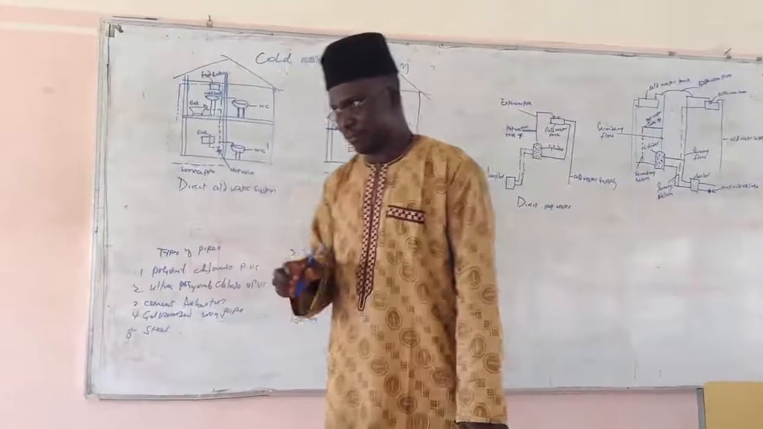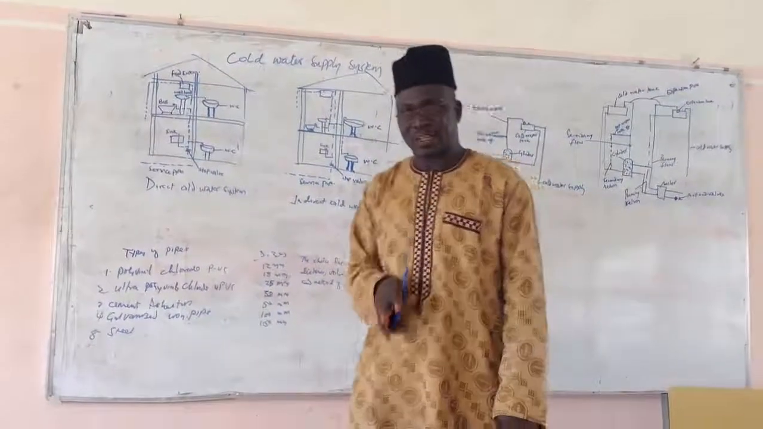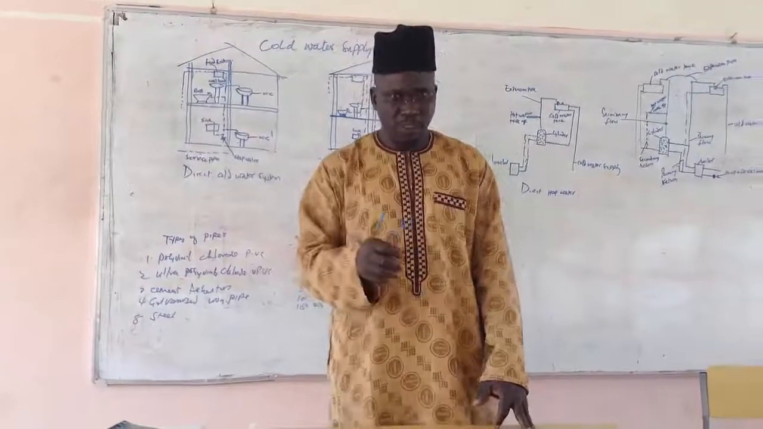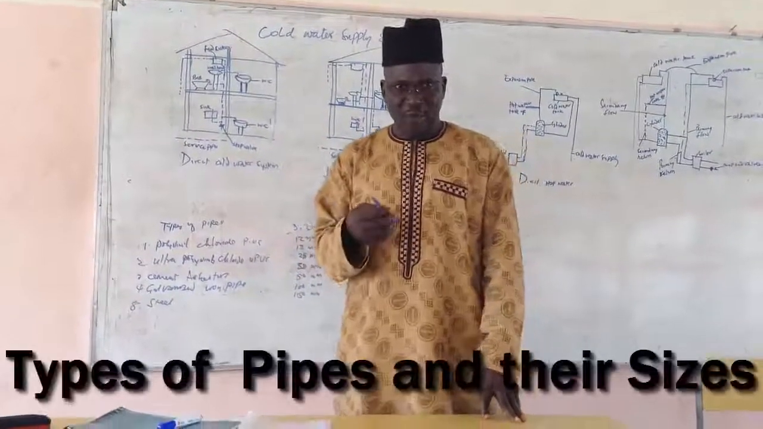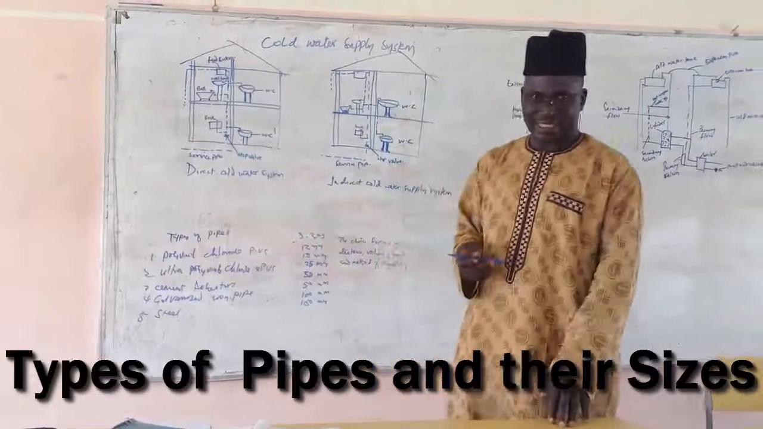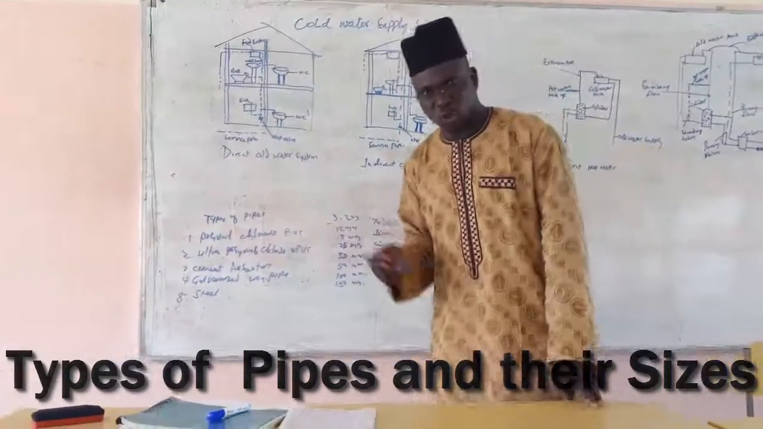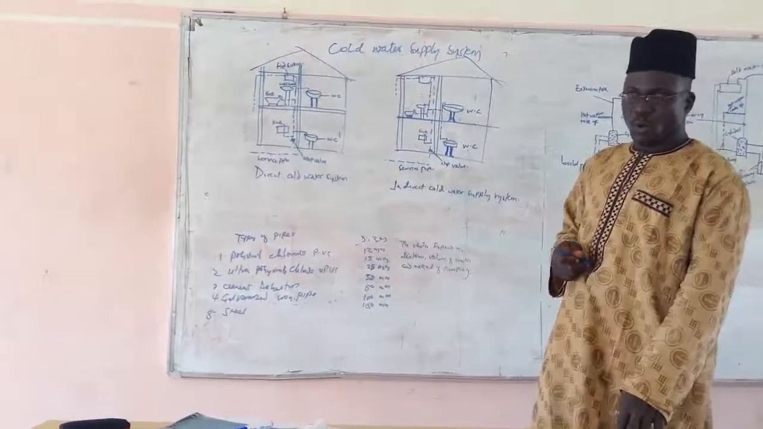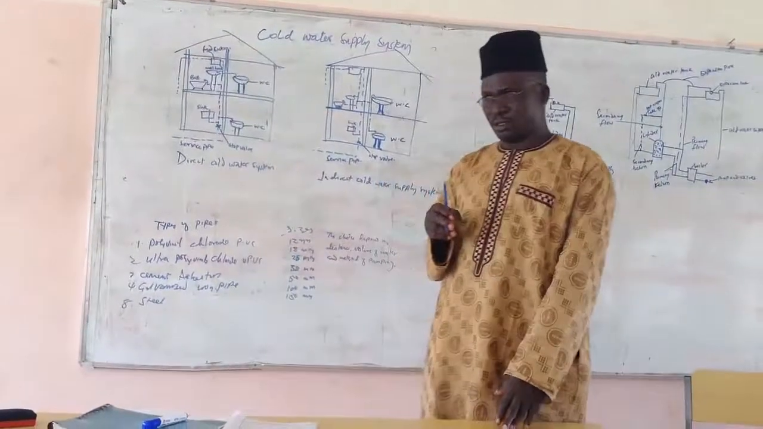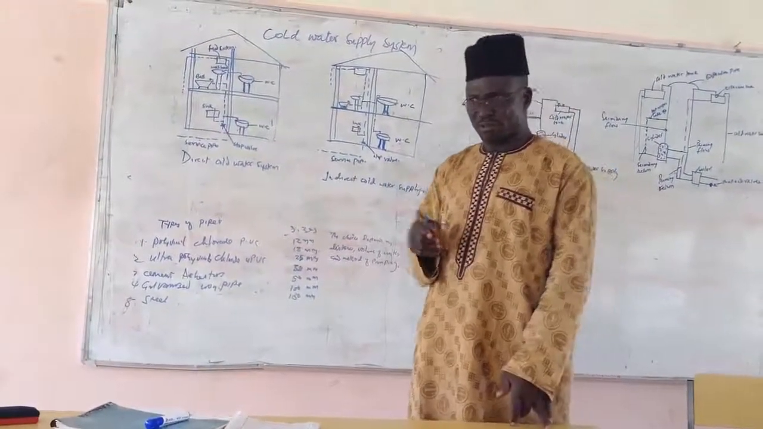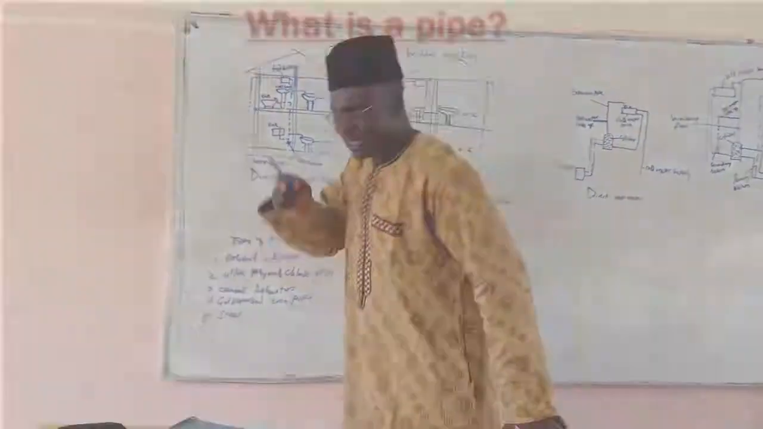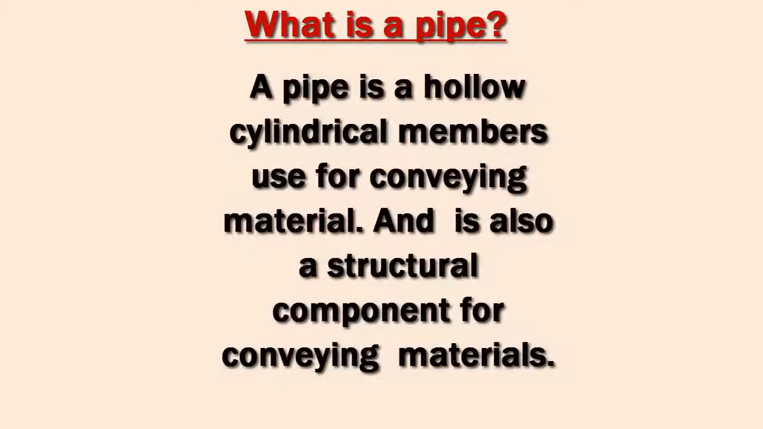Having seen the diagram of direct water and indirect water supply, it is important for us to know the kind of pipes that are required and their sizes used in the distribution of this water. You look at from the drawings we have seen, water is conveyed by a pipe. So what is a pipe? A pipe is a hollow cylindrical member used for conveying material and is also a structural component.